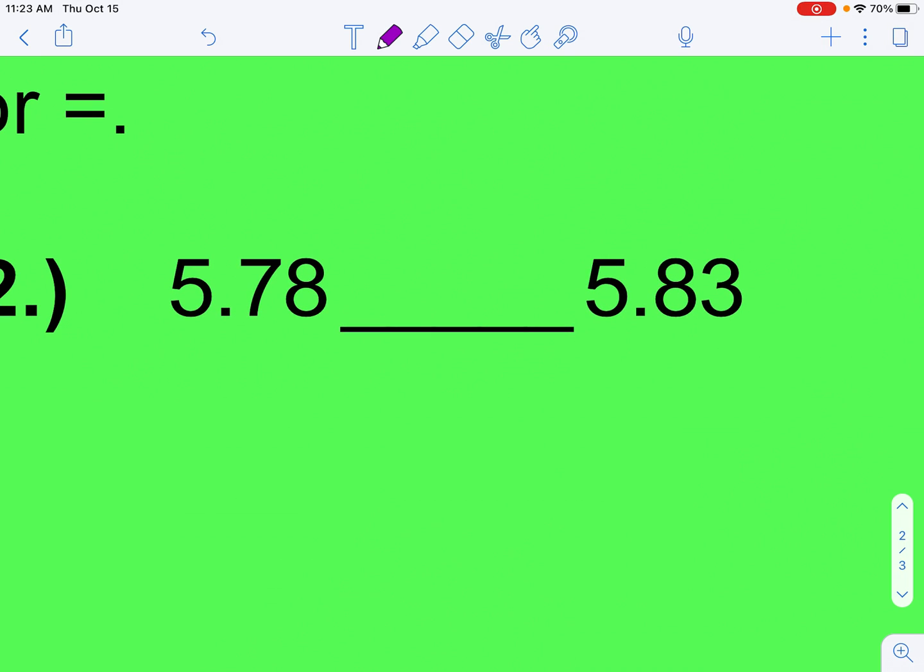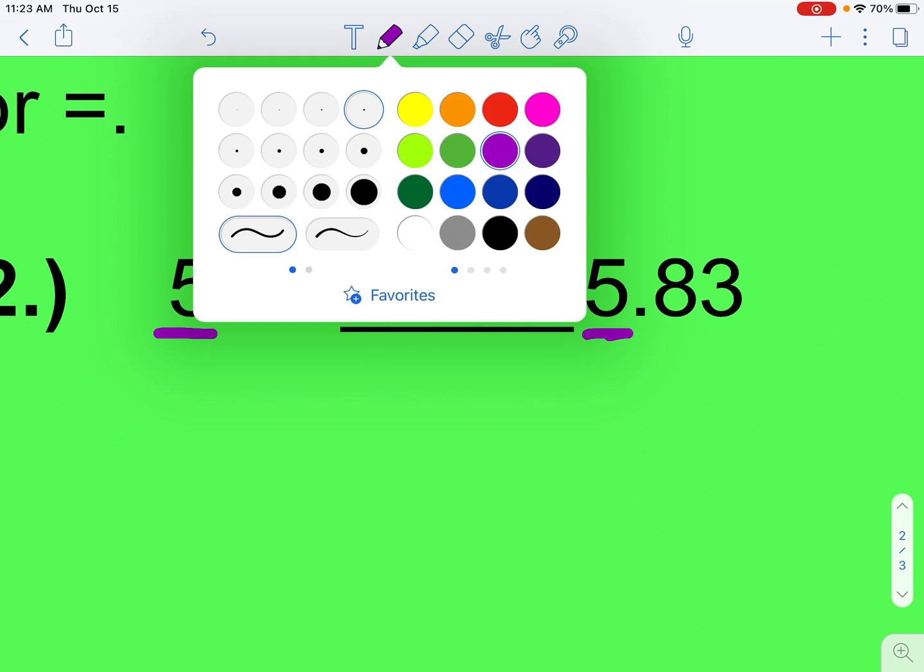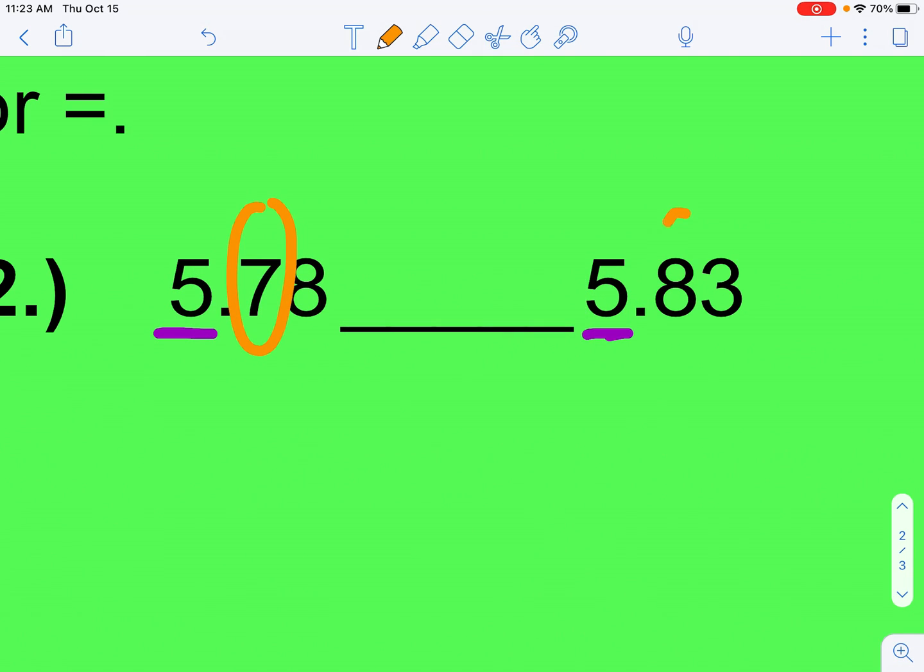Alright, let's look at number 2. Now this time, I have 5 78/100 on this side, and I have 5 83/100 on that side. So I look at my first number. My first number is a 5 in both of them, so that number really doesn't matter. Then we look at the second number. I have a 7 and I have an 8 in the 10th place. Those are different, so which number is bigger, a 7 or an 8? Right, this 8 is bigger. So 5 83/100 is bigger than 5 78/100.